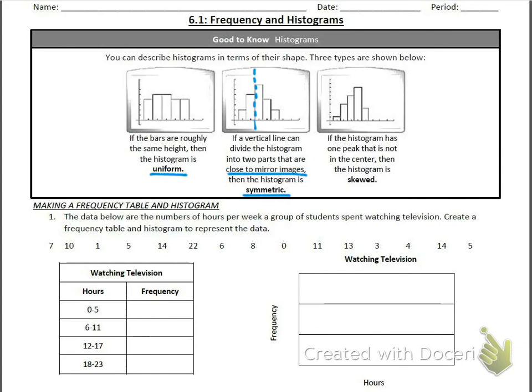If the histogram is definitely not symmetric and has a peak that is not in the center, then it is called skewed. Okay? So we have uniform, symmetric, and skewed. So on each of these questions, after we make a histogram, I'm going to ask you to describe the shape. On a test, I might ask you to describe the shape of the histogram.